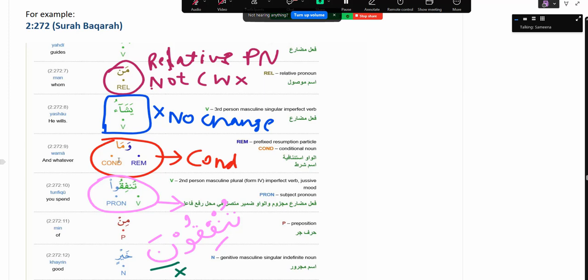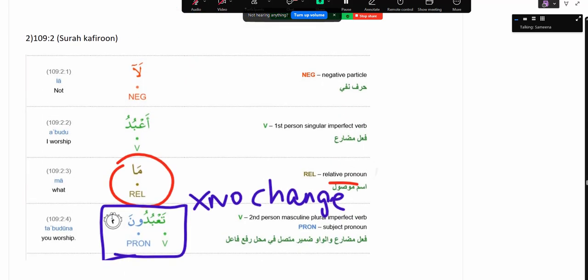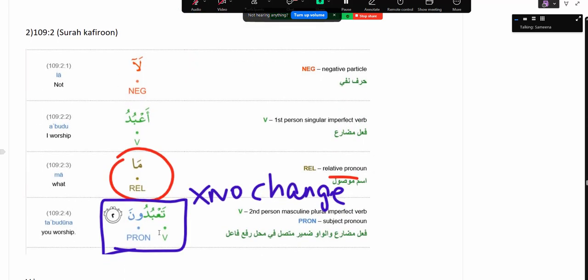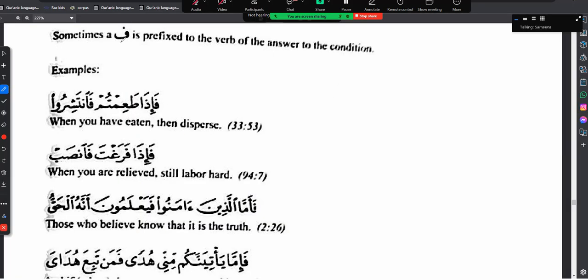But wama tunfiqu, this is a conditional article because the meaning is "and whatever you spend of khair." This is making the mudare majzoom. Same way we have la a'budu ma ta'budun. What type of ma is this? This is a relative pronoun which doesn't make the mudare majzoom. Sometimes a fa is prefixed to the verb of the answer to the condition, that is jawab shart.